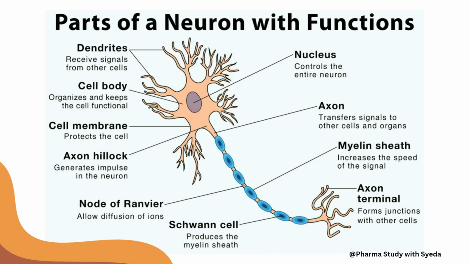The myelin sheath covers the axon and increases the speed of transmission. Schwann cells form the myelin sheath in the peripheral nervous system. The nodes of Ranvier are small gaps that help impulses travel faster. Finally, the axon terminal releases neurotransmitters to pass the signal to the next cell. And that's how a neuron works.